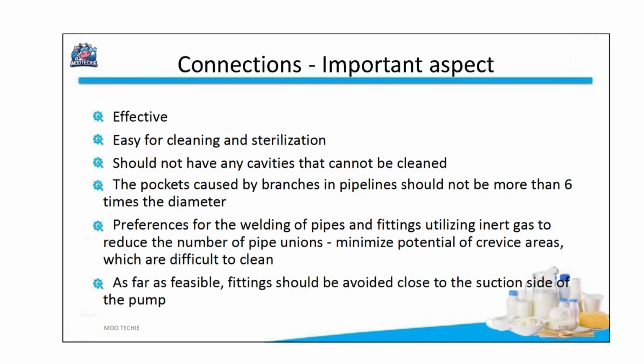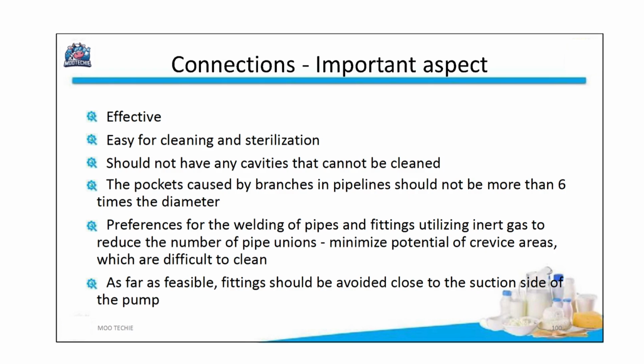Specifically, any pockets caused by branches in the pipelines should not be deeper than 6 times the pipe's diameter. There is a strong preference for welding pipes and fittings using an inert gas process, as this reduces the number of pipe unions. This minimizes potential crevice areas, which are notoriously difficult to clean. And as far as it is feasible, fittings should be avoided close to the suction side of a pump.